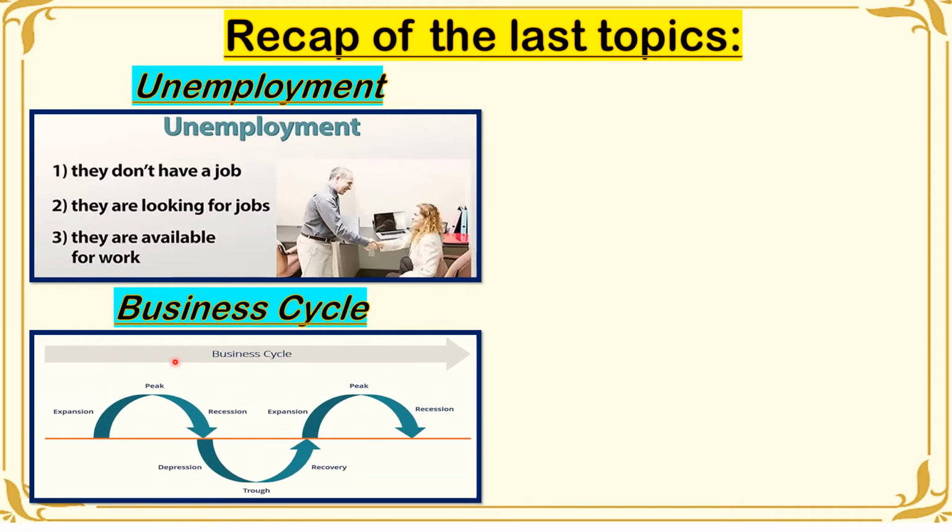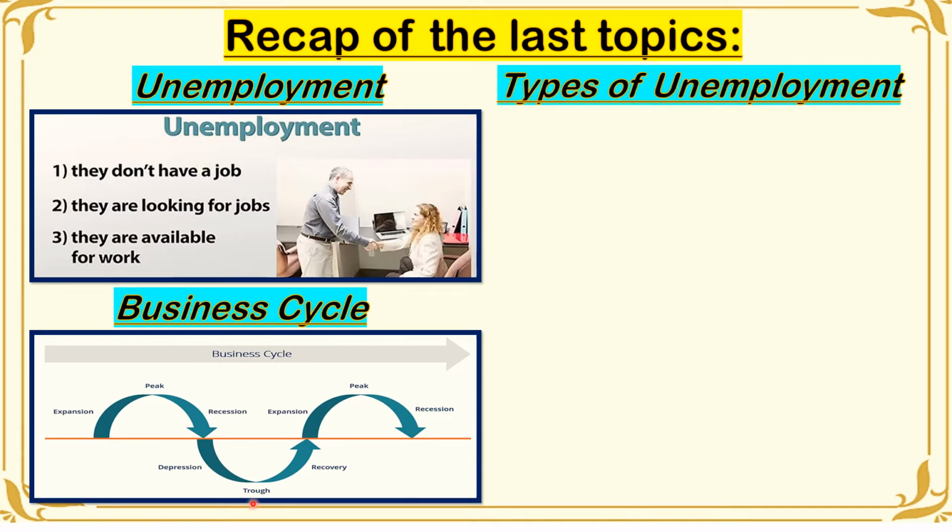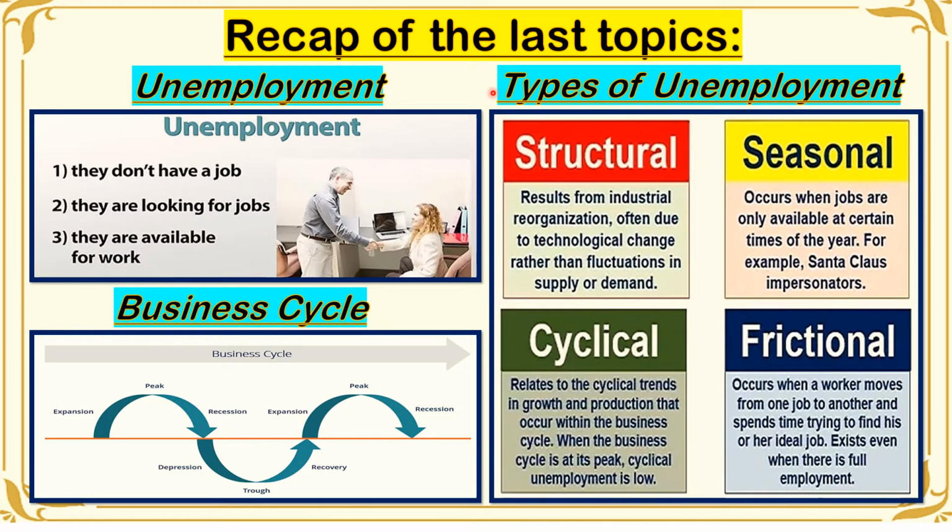So business cycle, it shows the expansion, the peak, depression or recession and trough of a business. And business cycle exists as long as your business exists. And the last topic that we have discussed is about the types of unemployment. We have discussed about structural, seasonal, cyclical, and frictional. So these are the topics that we have discussed last week.